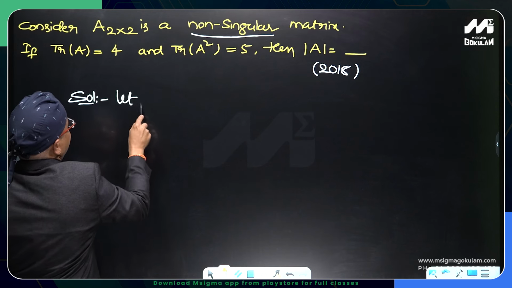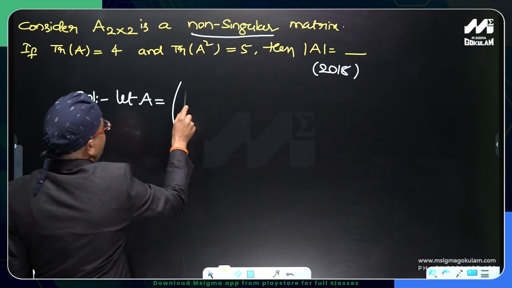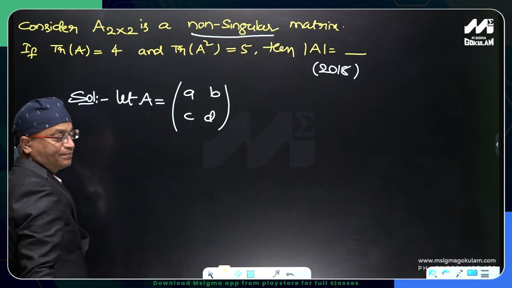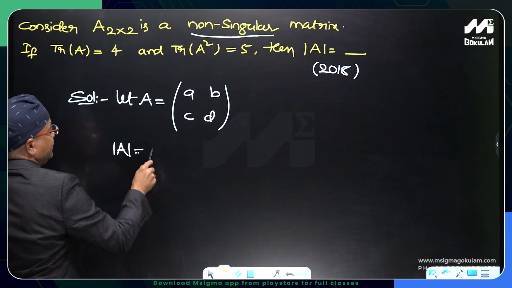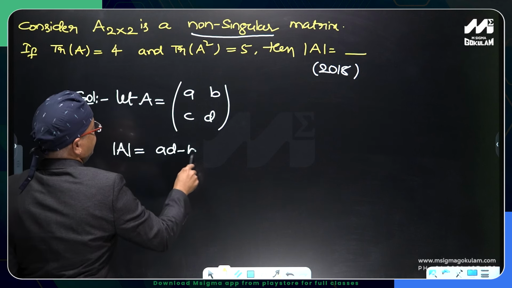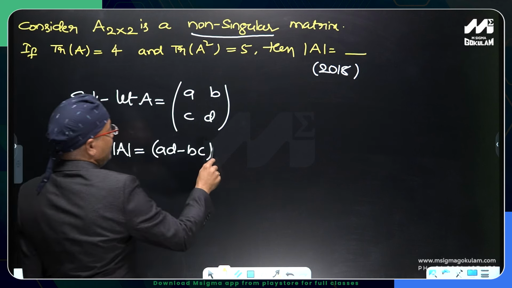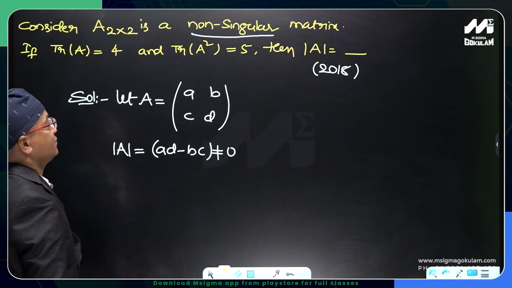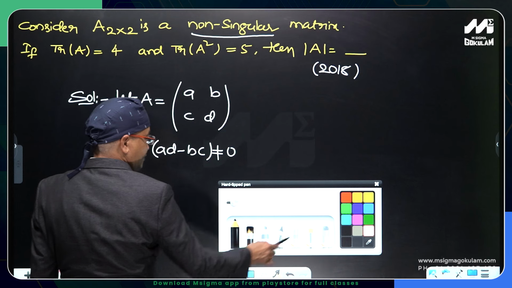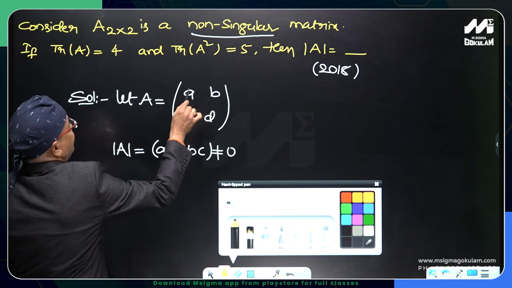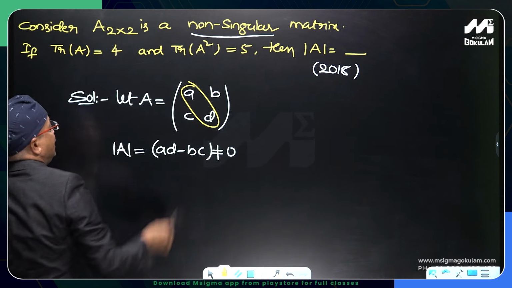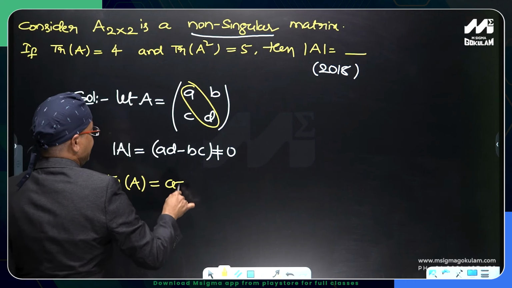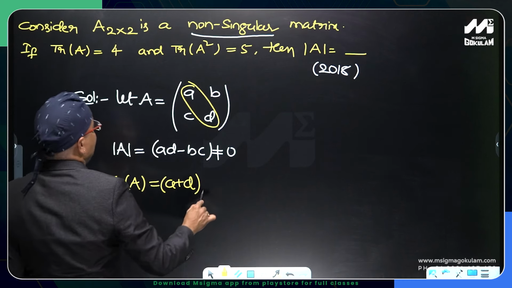I don't know the matrix A. I assume it as A, B, C, D. Then what is det A? AD minus BC. It was given non-singular, so it is not 0. Some value we get. Now, trace of A is given. That means sum of diagonal elements. That means A plus D equals 4.